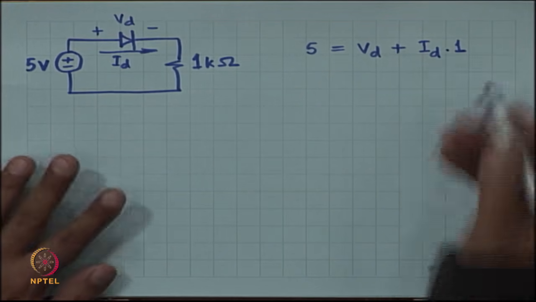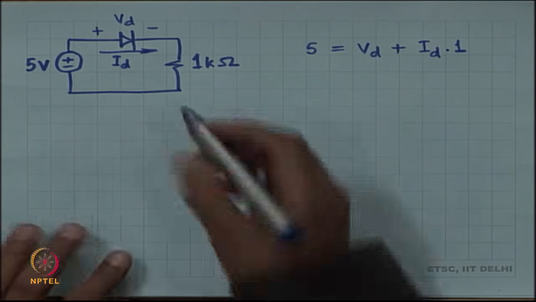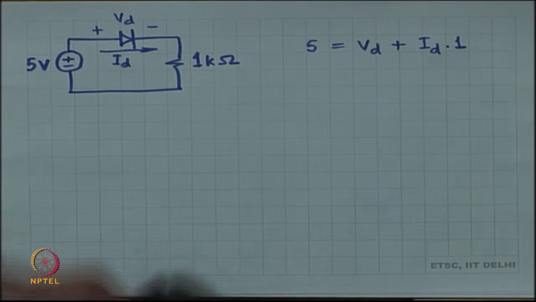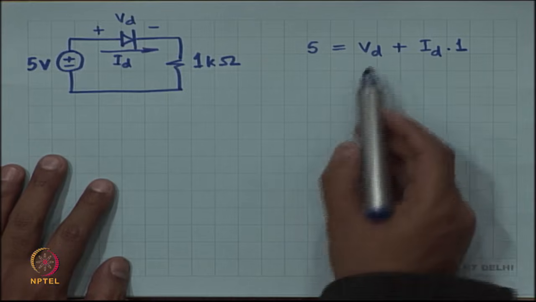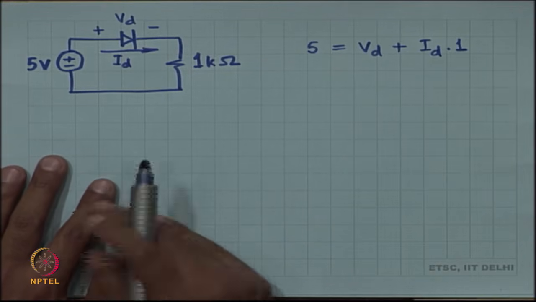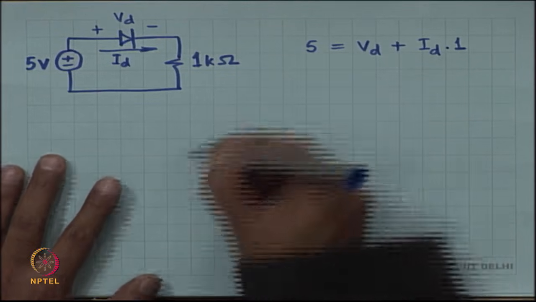As long as Id is in milliamperes, if I choose the units of Id to be in milliamperes, then 1 is fine. So, this is my KVL loop equation. The other thing, of course, is that Vd and Id are related to each other, but let us not worry about it right now.